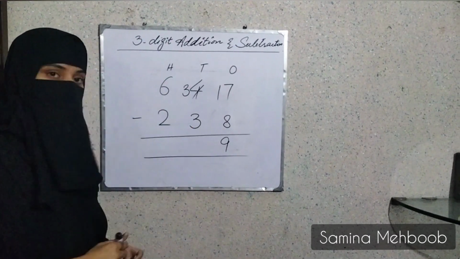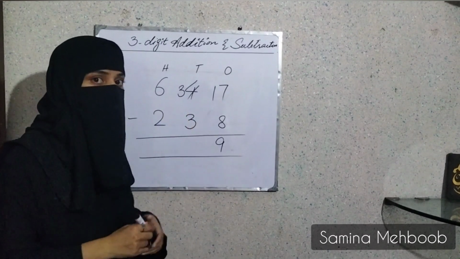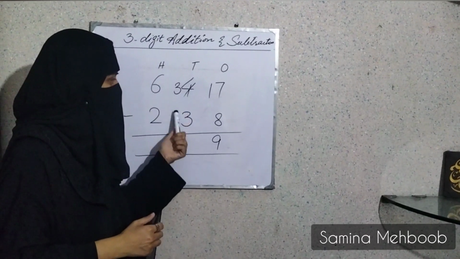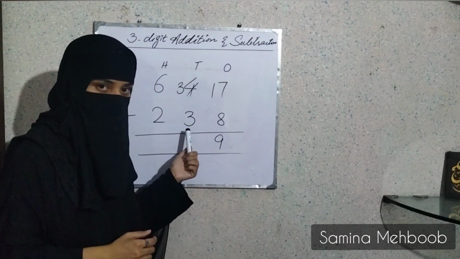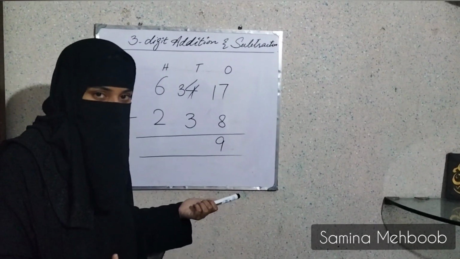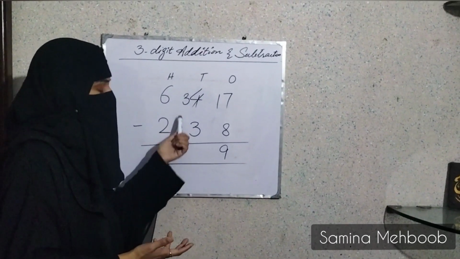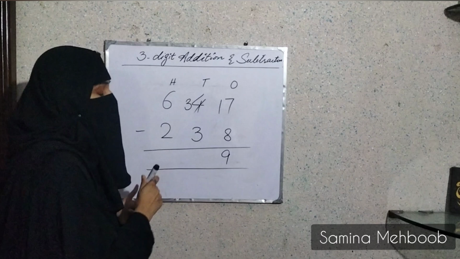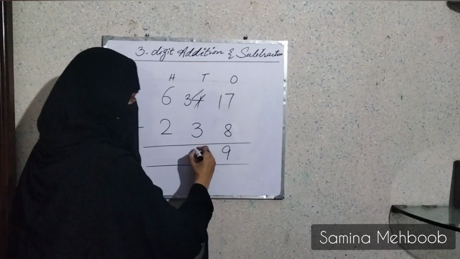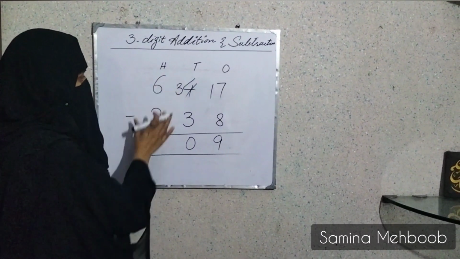Now come to the tens place. Can we subtract? What will be the answer? Can we subtract 3 minus 3? Yes, we can subtract. And the answer will be 0, because they both are the same. When both same numbers are subtracted, the answer will be 0. Now come to the hundreds place.